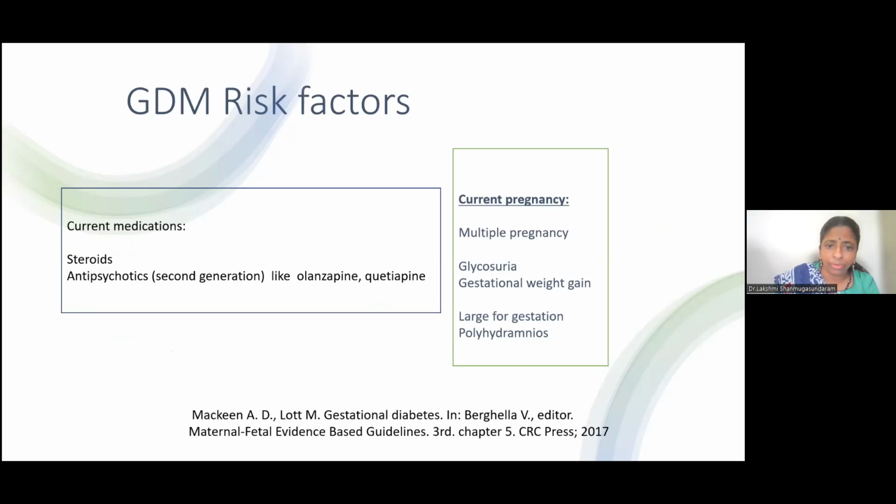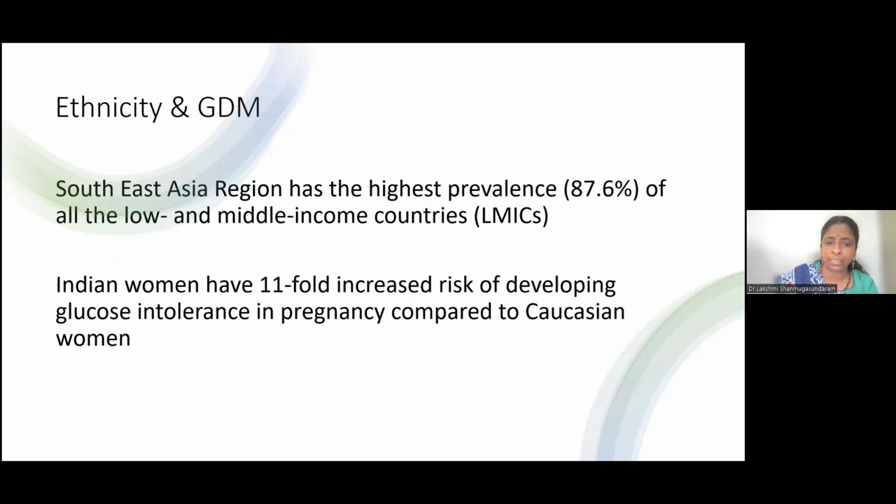However, we have thankfully now moved to a universal screening everywhere, but it is important that we remember these are the risk factors where the women will be more at risk. Asian countries definitely bear the brunt of diabetes, and we know that the development of diabetes in an Indian lady is 11 times more than a Caucasian.